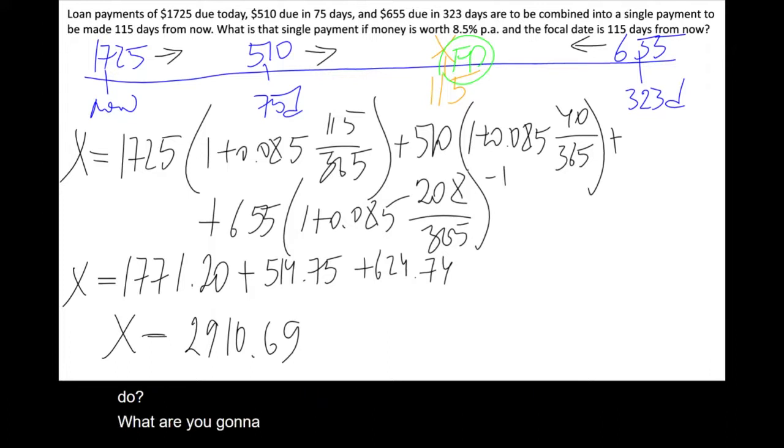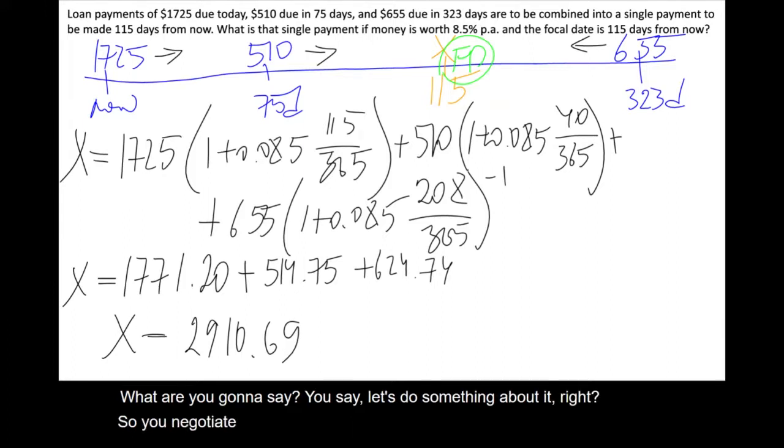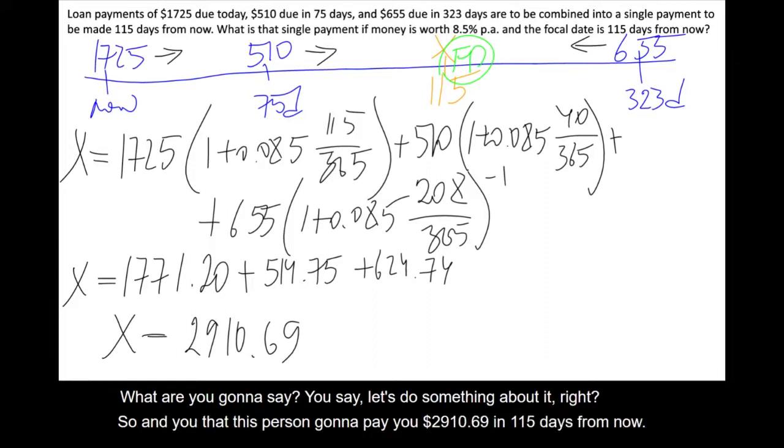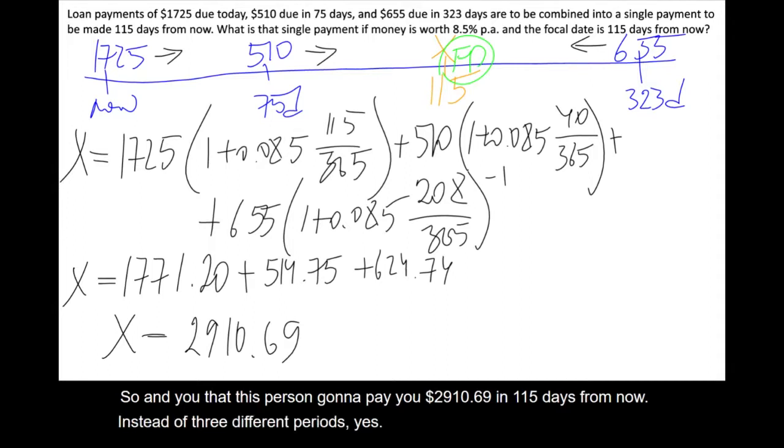You say, well, let's negotiate, let's do something about it. And you negotiate that this person is going to pay you $2,910.69 in 115 days from now, instead of 3 different payments. Okay, makes sense.